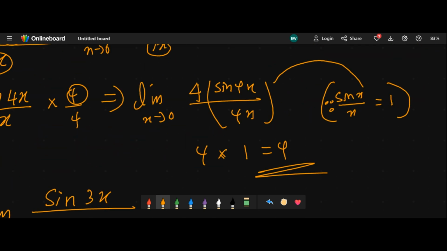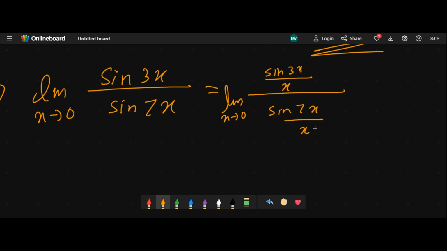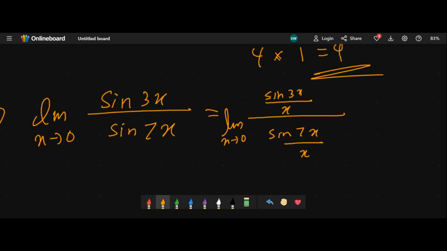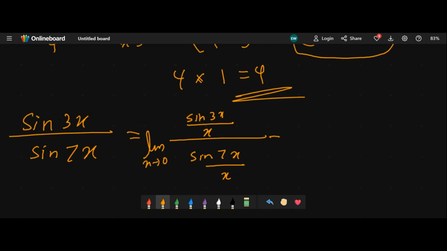You have to manufacture this. How to manufacture? Very, very simple, nothing to worry. What you can do is simply divide both sides by x. Limit x approaches 0. So divide both sides by x, right? Now it became like the first question. So now what you can do?